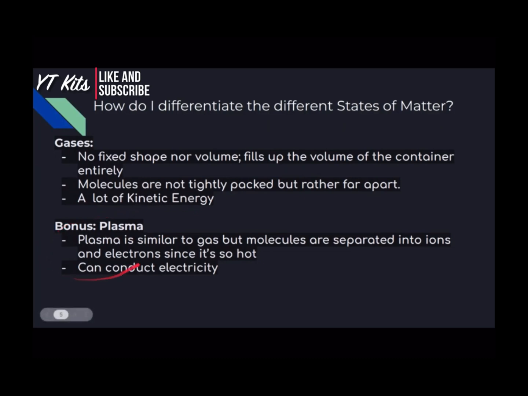You know what, as a bonus, here we go. Plasma is similar to gas, but molecules are separated into ions and electrons since they're so hot. Temperatures reach up to 300 Celsius or as low as -300 Celsius. As a matter of fact, they can also conduct electricity.